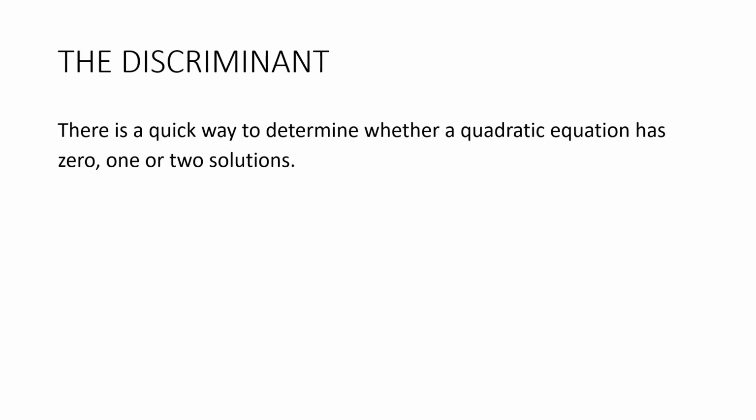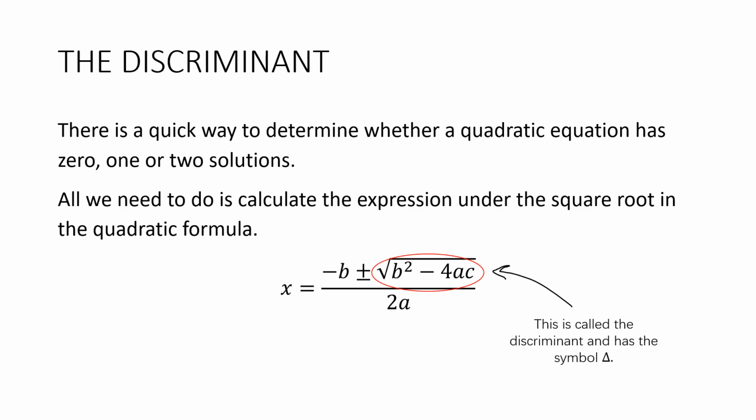Now that's a rather long and quite unnecessary method for working out whether a quadratic equation has 0, 1, or 2 solutions. There's a much easier way. All we have to do is calculate the part that's underneath the square root, and that's going to tell us. Now this part is called the discriminant, and it has the symbol delta.